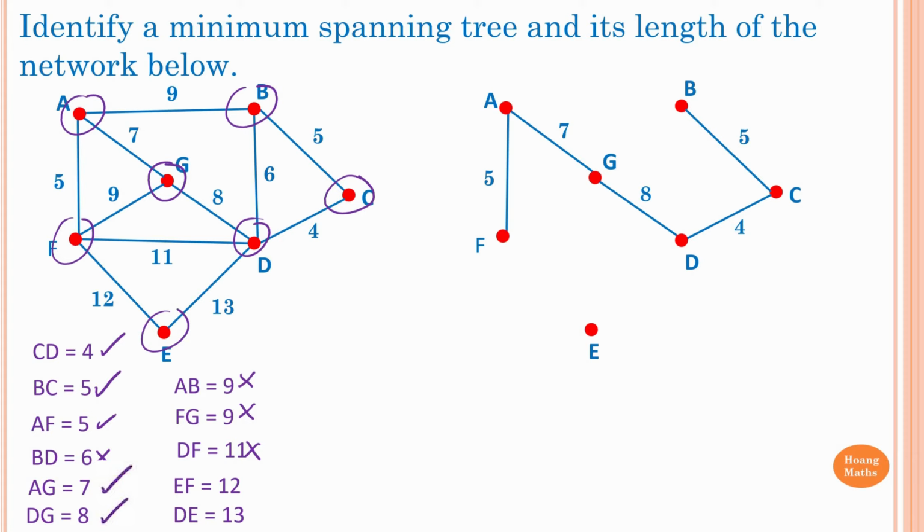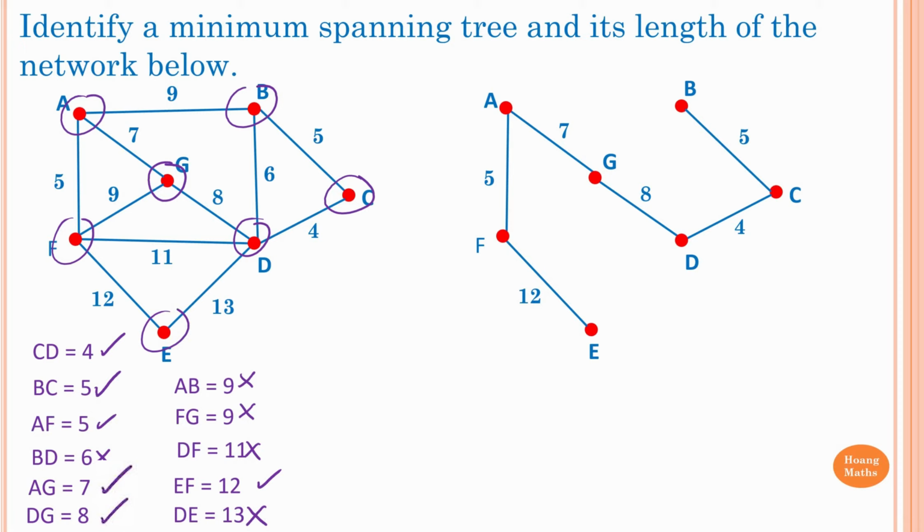EF. So EF is 12, so we can connect. If we connect like this, it works. So which is EF. Now all the vertices connect together. Otherwise, you can just look at DE. If you connect DE together, it becomes a loop. So you know that we cannot use that. Now all the vertices connect together. So this is a minimum spanning tree.